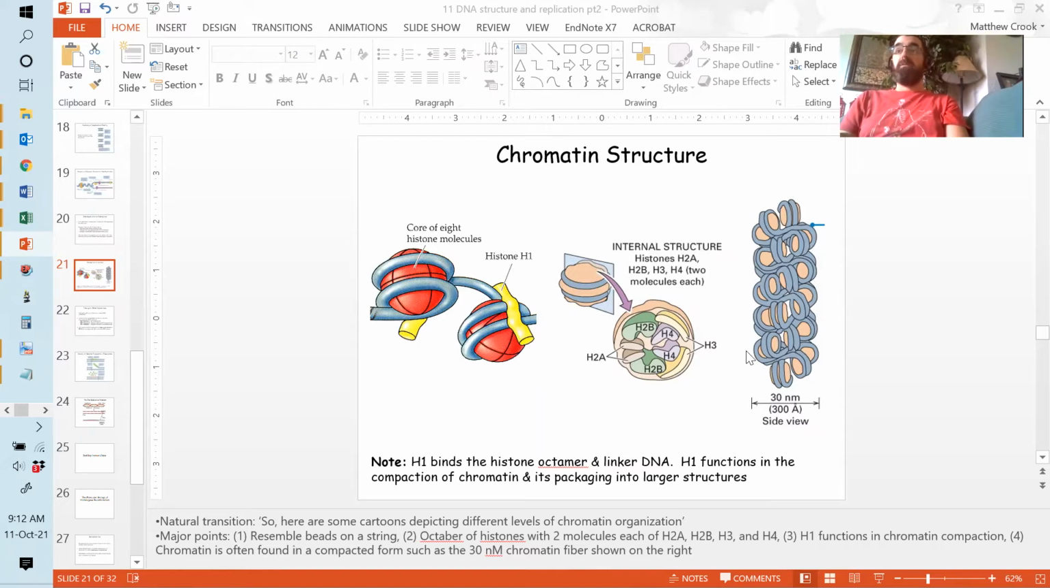And eukaryotic DNA typically exists in the form you see on the right, right? This is a standard chromatin view. It can get more compacted than this. So this is what we would call euchromatin.